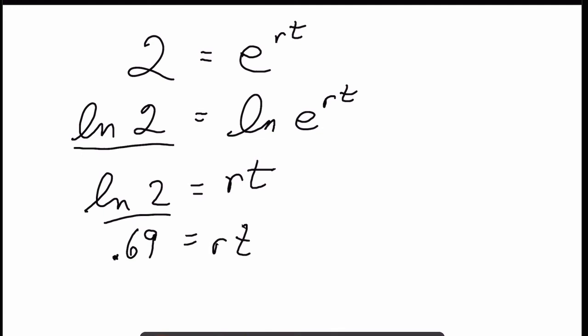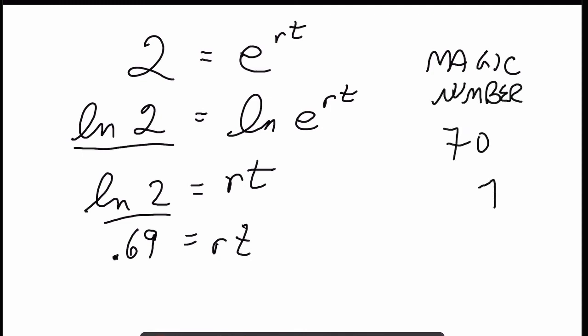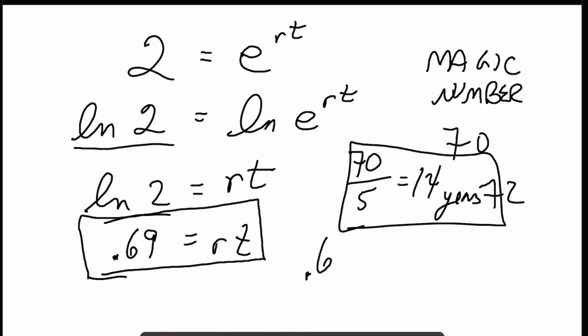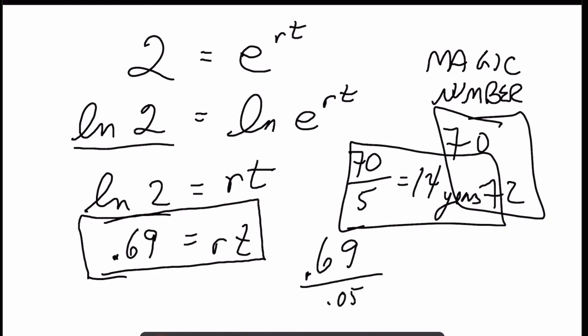Have we ever been in a class where they said there's a magic number, which is 70 or 72, and you take the magic number and you divide it by 5%, and you get 14 years. That's how long it takes your money to double. Well, oh my goodness. That's the magic number. It's not 70 or 72. We rounded it off to get there. That's what we're really doing to get that t.